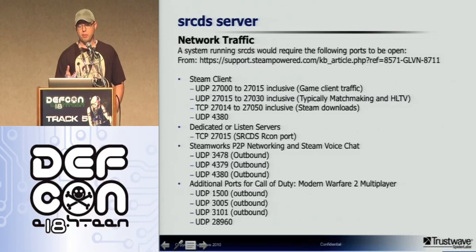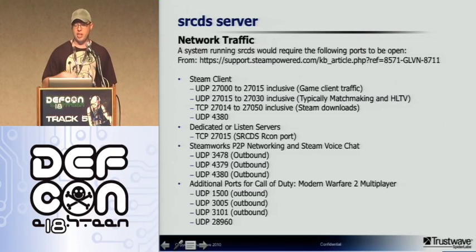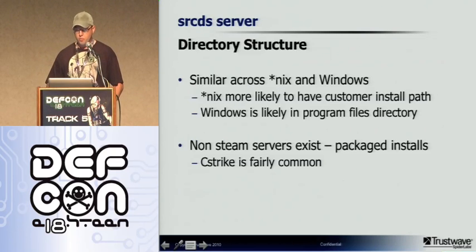The only thing to note here is the Steam client. Here you have the UDP ports 27000 to 27015. That's the only thing to really note, just kind of put it in here for your reference. The directory structure for the SourceDS server is very similar across Linux and Windows. On Windows, the only real difference is that it's going to be in the Program Files directory, whereas on Linux, it might be more of a custom path.